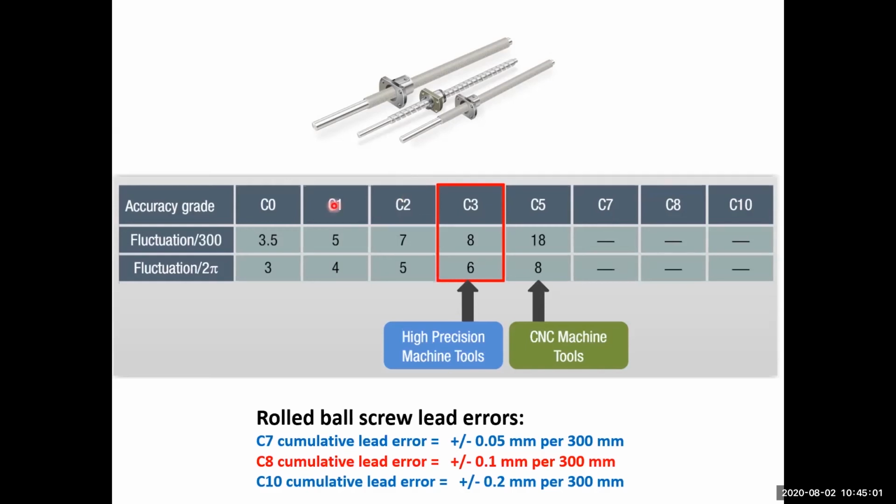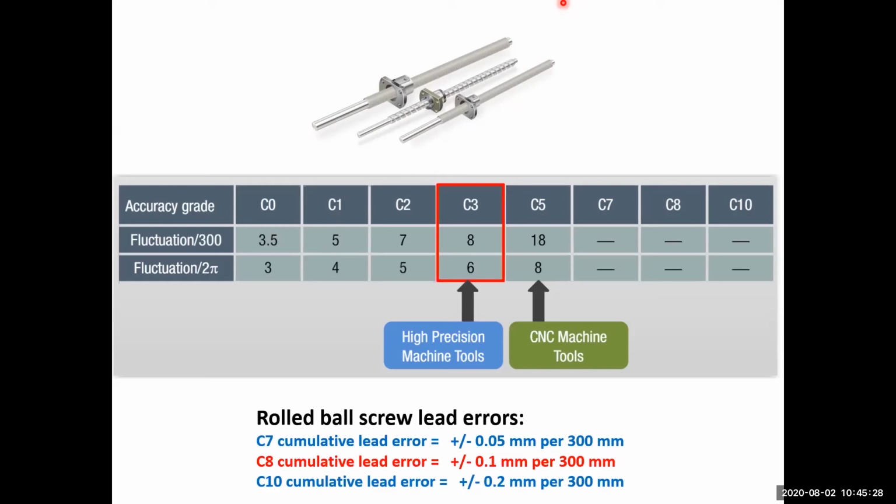We cannot manufacture C3 on purpose. We try to make the best ball screw. After manufacturing the ball screw as per your requirement, we measure the thread accuracy. If the thread accuracy is within whatever is allowed, fine, then I can supply it to you. If it is not, then I have to scrap it. Scrap means I will not sell it to you. I have to once again manufacture the ball screw.